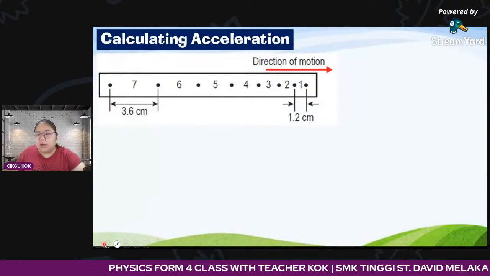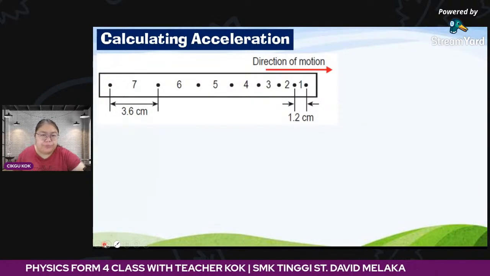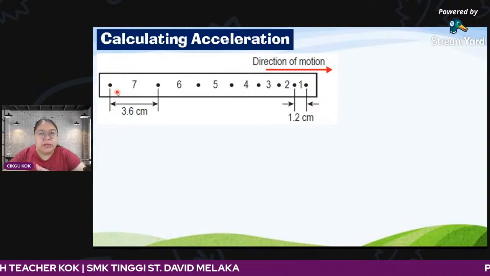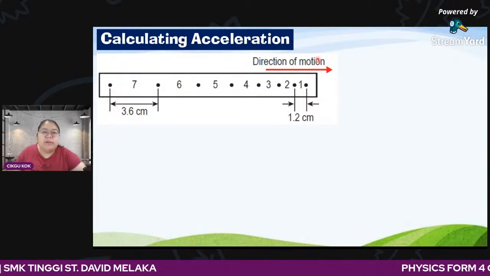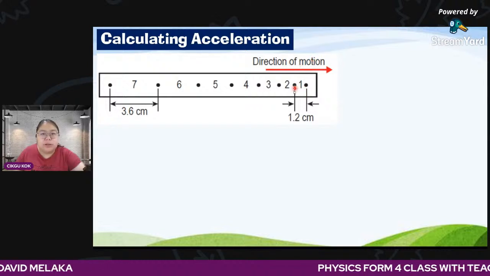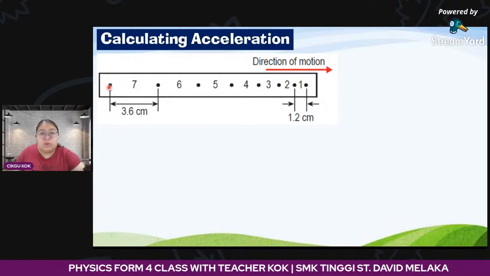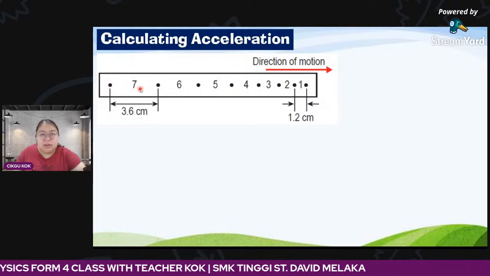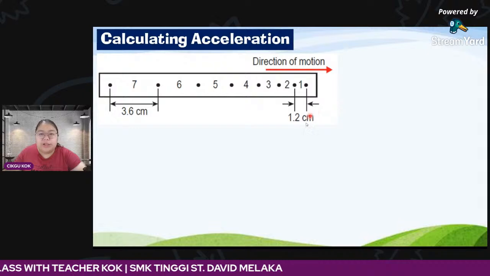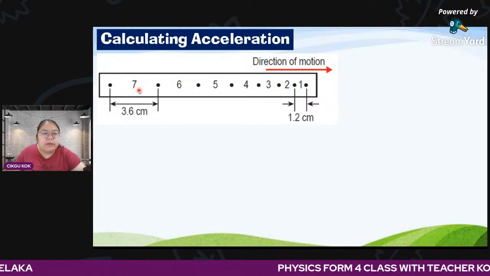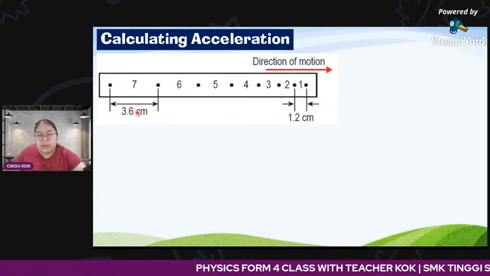Now we need to calculate the acceleration. Acceleration means you need to find the initial and final velocity. This one is the direction of the pulling. So this one should be the starting, this one should be the ending. Here how many dots? Here we have 8 dots, 7 ticks. This one is the starting. Dot to dot means 1 tick. 1 tick is 1.2 cm. The final tick is 3.6 cm.